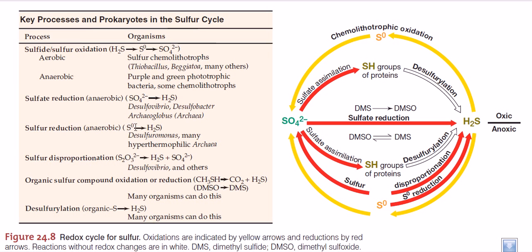Okay, now let us talk about the third kind, which is called sulfur disproportionation. Sulfur disproportionation goes from inorganic sulfur like S2O3 2 minus into H2S. So it is the production of H2S.